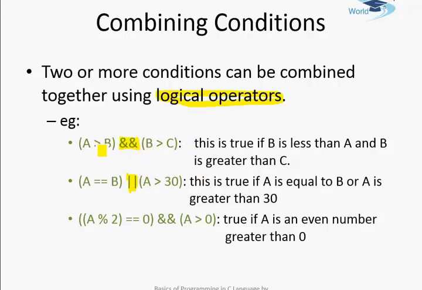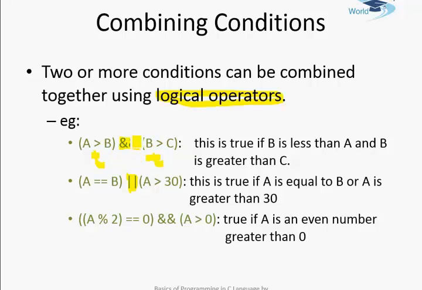Okay, to combine conditions using the AND gate, this means that both of these conditions should be true. Only then will your final output be true. So A greater than B and B greater than C. This is the logical AND over here, using the double ampersand.